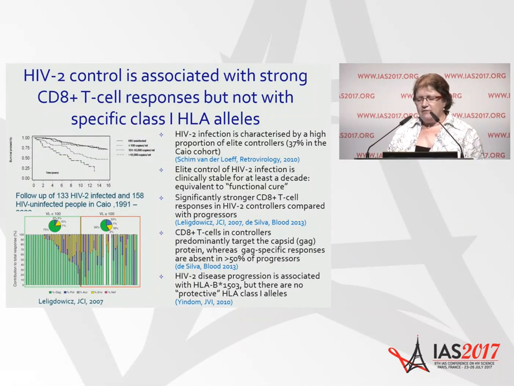So finally, I just want to finish with some work from our group that suggests that T-cells that we see in HIV-2 infection may have particular characteristics that would be able to associate with protection. And in HIV-2, as you may know, there's a much higher proportion of elite controllers, which has a clinically stable phenotype, able to maintain undetectable viral load for at least a decade. And these people are very clearly distinguished from the progressors by the magnitude and the specificity of their T-cell response, whereas CD8 T-cells targeting GAG are often absent in progressors.